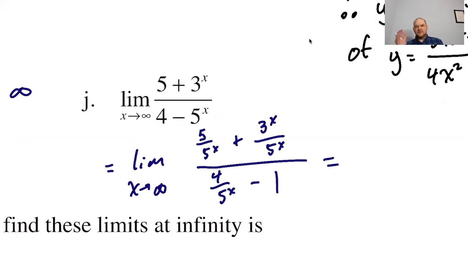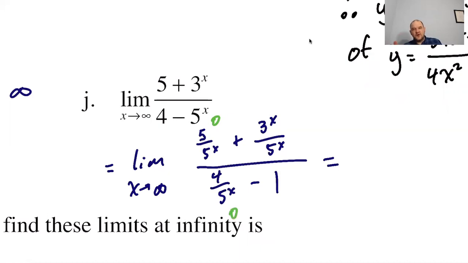All right, let's think about this. If 5 divided by x goes to 0 as x goes to infinity, then 5 divided by 5 to the x will go even faster to 0 because 5 to the x grows a lot faster than x. So this is definitely going to give us a 0. Similarly, 4 over 5 to the x is going to give us a 0.